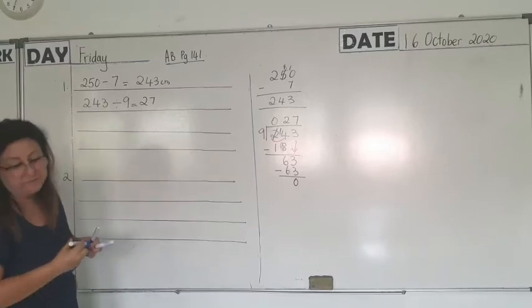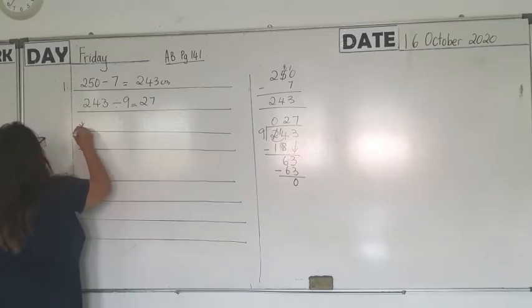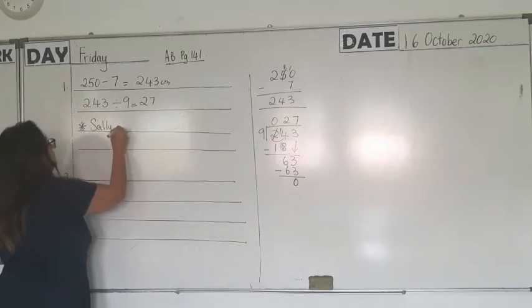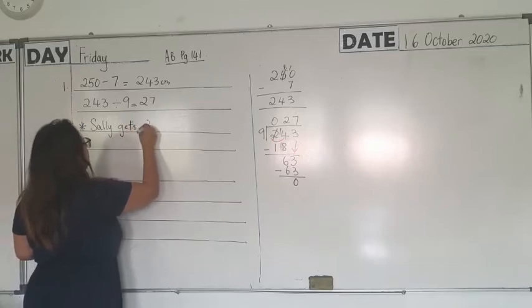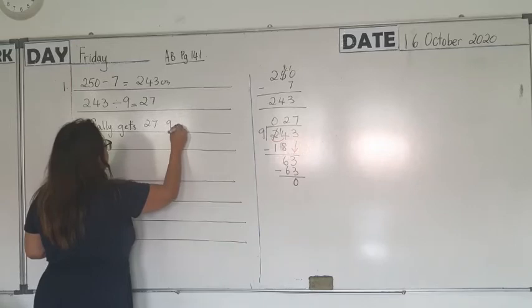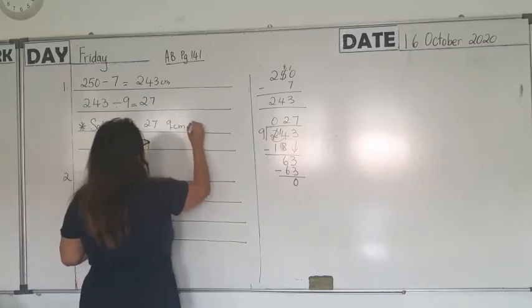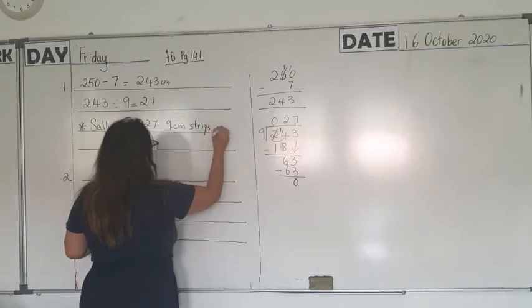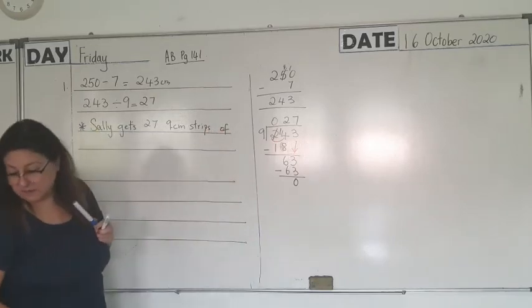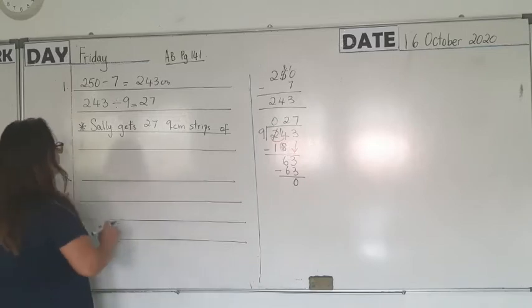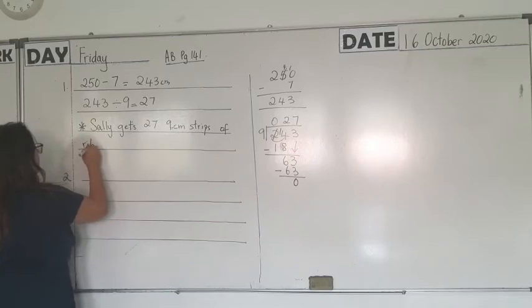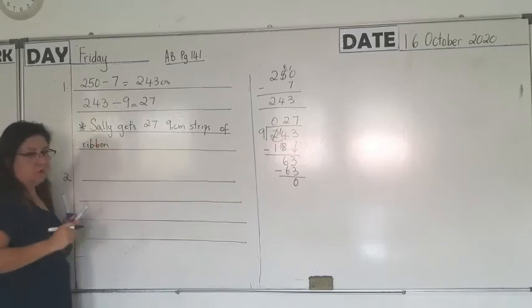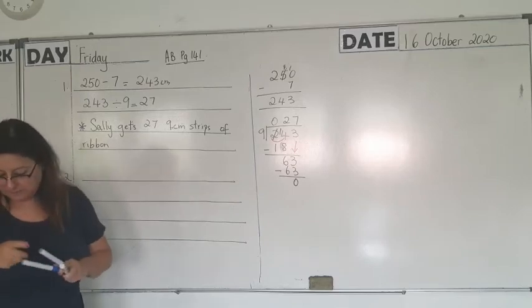So then you write the statement. Sally gets 27 9 cm strips of, it is ribbon, right? Strips of ribbon. Alright? So this is sum number 1. Alright? Please copy the sum.